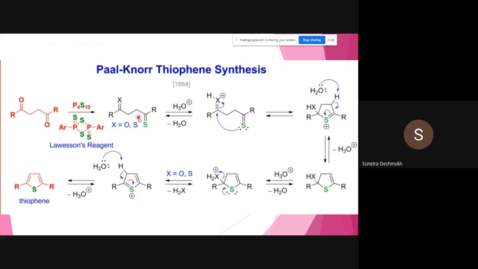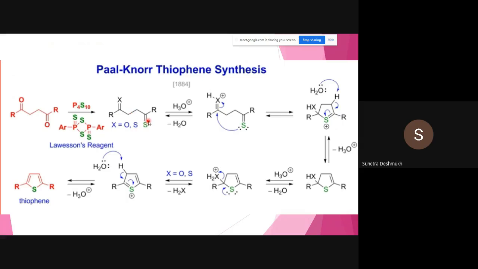They have taken this one. How do they react? That means how the sulfur gets transferred from the Lawesson's reagent. The reaction is completed over here by the Lawesson's reagent on the compound. The detailed mechanism we will see on the next slide: how Lawesson's reagent splits into two symmetrical molecules and how those symmetrical molecules react with this 1,4-dicarbonyl compound.